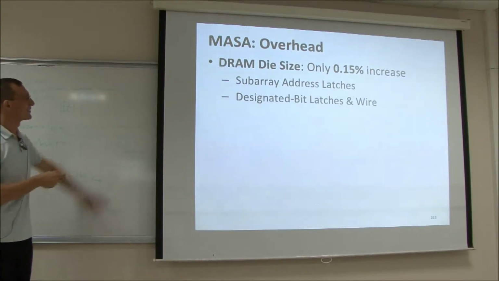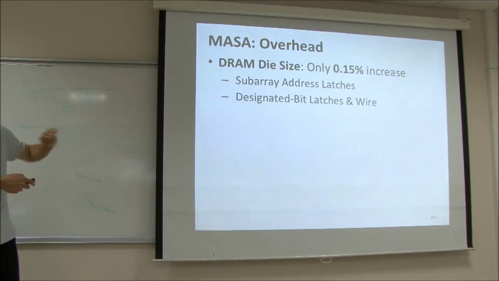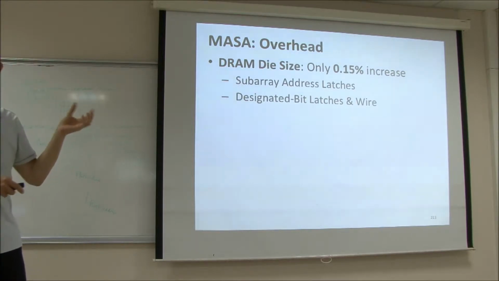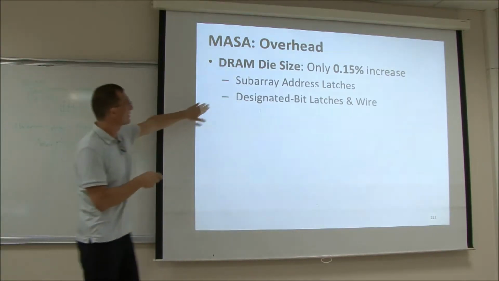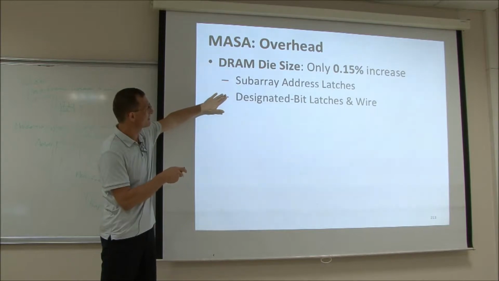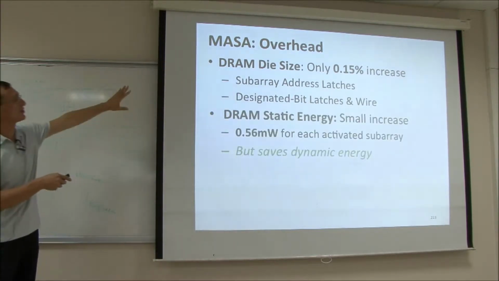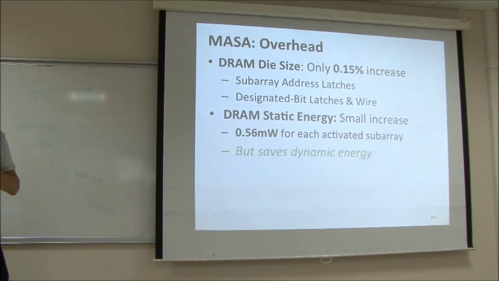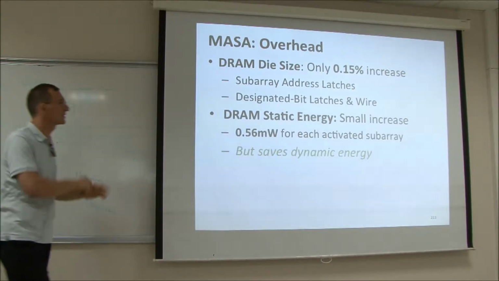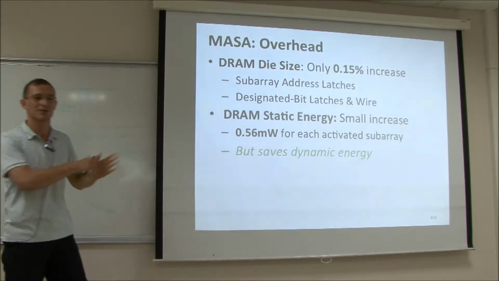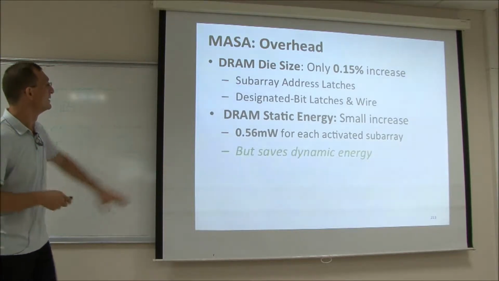Okay. So the die size increase according to our results is 0.15%, which is very low for DRAM. Subarray address latches is the main cost, and designated bit latches and the additional wire to control. There's also an increase in storage cost in the memory controller that you mentioned, and that is in the paper. That's less of an issue because that's in the memory controller, because that's pure logic.